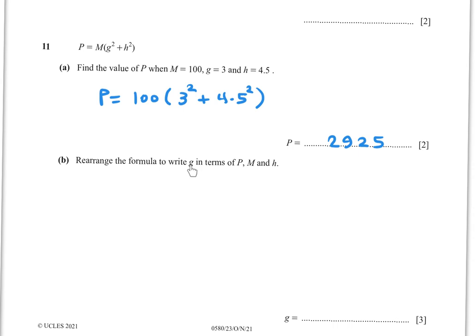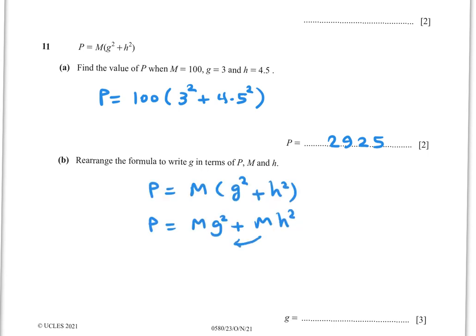B, rearrange the formula to write g in terms of b, m, and h. I need g as the subject. So we have b equals m, g squared plus h squared. We can expand, so m g squared plus m h squared. Now transpose m h squared to the other side, so b minus m h squared equals m g squared.